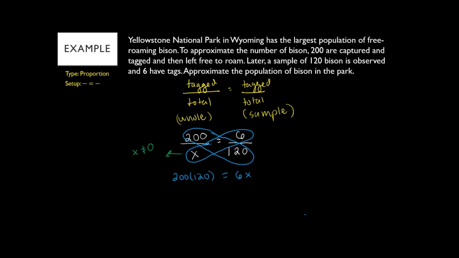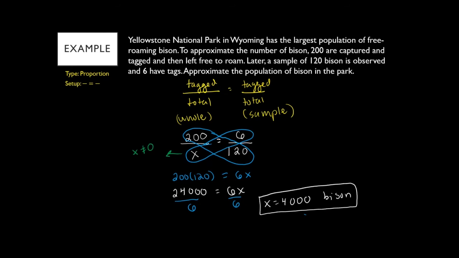So first we're going to do 200 times 120. And I just entered into my calculator missing a 0. So you always want to double check you're entering it in the calculator correctly. That gives me 24,000 equals 6x. Then I'm going to divide both sides by 6. And this actually does give us a whole number. We get 4,000. So based off of the proportion, we're estimating that there are 4,000 bison in the park.